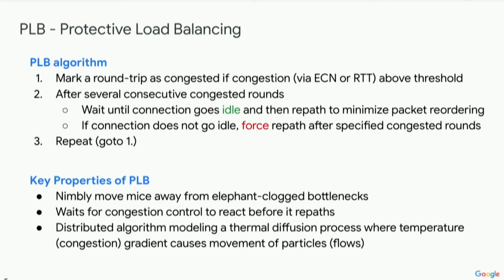PLB and congestion control have timescale separation. That means that PLB waits for the congestion control to act and reduce the sending rate. But when congestion control cannot adjust the sending rate to reduce congestion over multiple rounds, it is then that PLB triggers a repath. And PLB models a thermal diffusion process where congestion drives the movement of the flows. The more severe the congestion, the more frequent the movement of the flows.